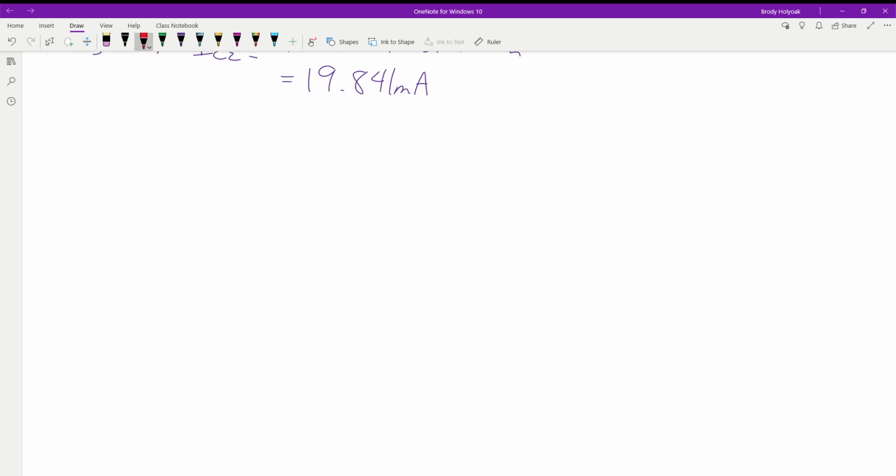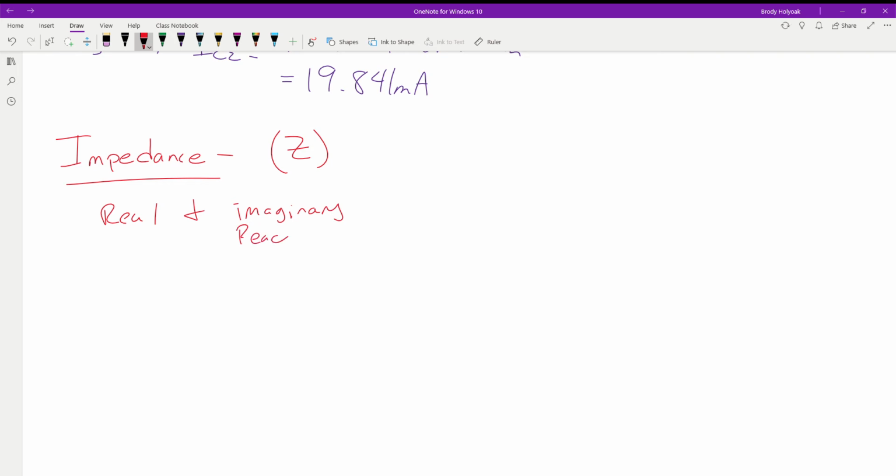Okay, one new term that we're going to introduce you guys to is impedance. We give it the label Z. Impedance is the combination of real and imaginary, real and reactive values. We're going to look at it in terms of the real value plus or minus the jX value. So whatever the reactance is, positive or negative, depending if it's capacitive or inductive.